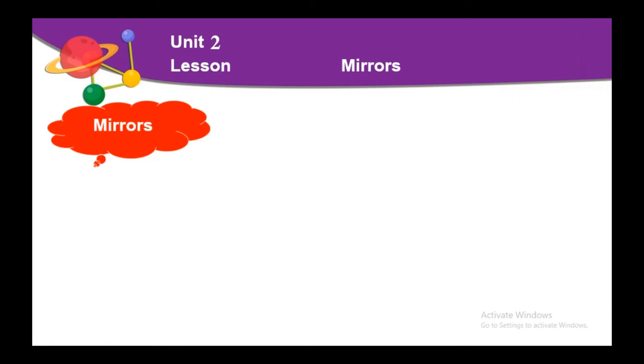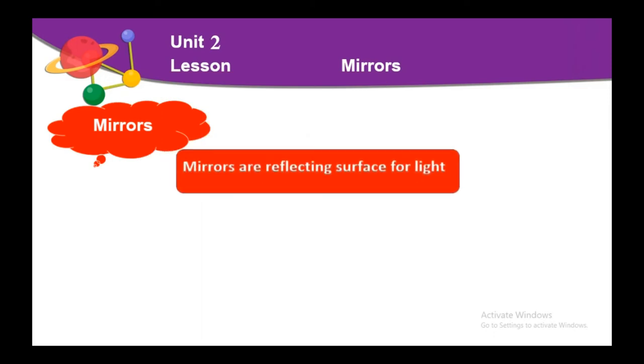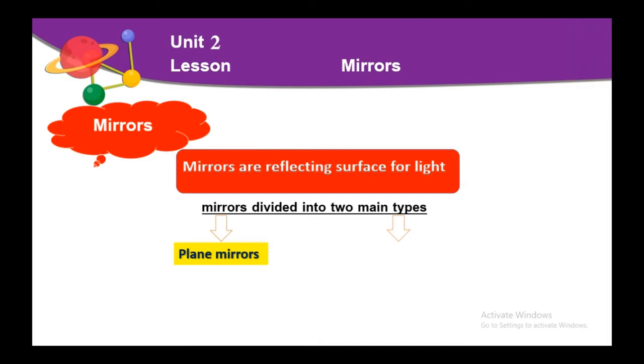We will start with the title of this lesson, which talks about mirrors. Mirrors are one of the reflecting surfaces that make reflection when light falls on them. What is the meaning of mirror? Mirrors are reflecting surfaces for light. Mirrors can be divided into two types. Number 1, plane. Number 2, spherical.